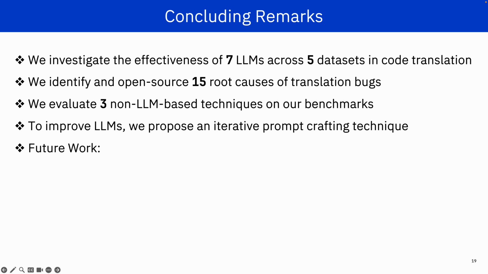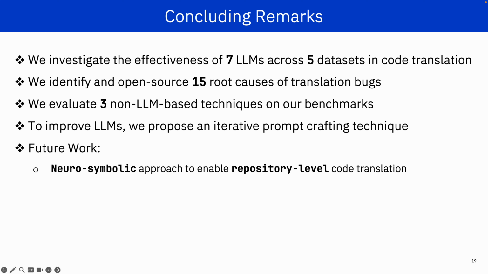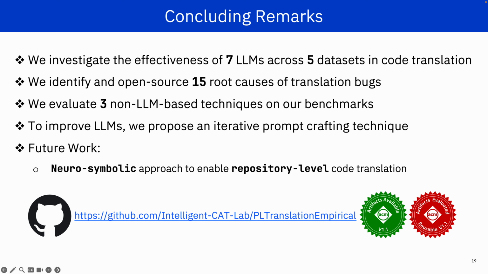As part of our future work, we plan to use neurosymbolic approaches in order to enable repository-level code translation. Our artifacts are available online with all of the taxonomy of translation bugs as well, and we have received the badges Artifacts Available and Artifacts Reusable as well.